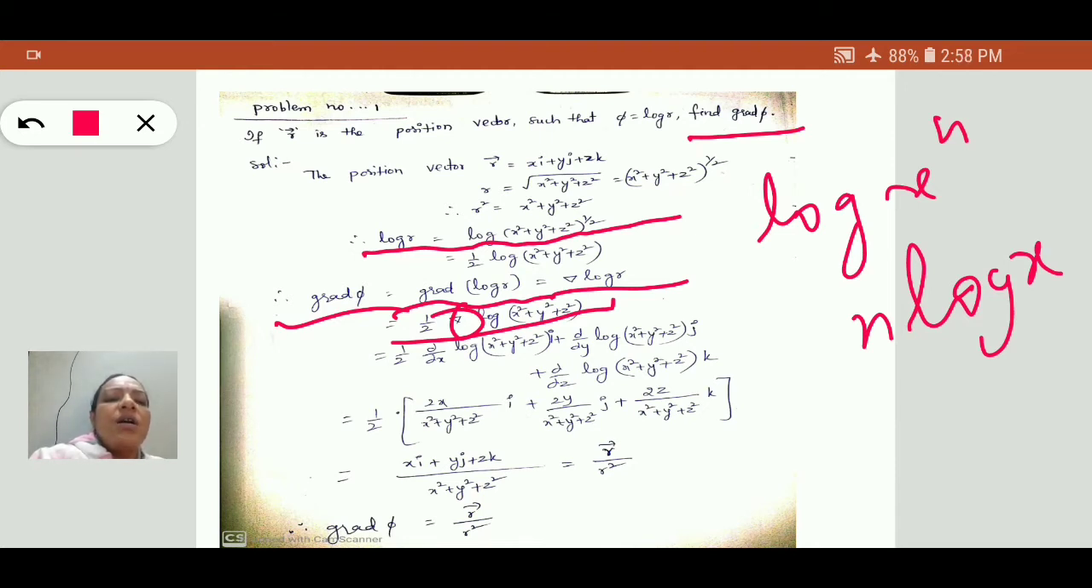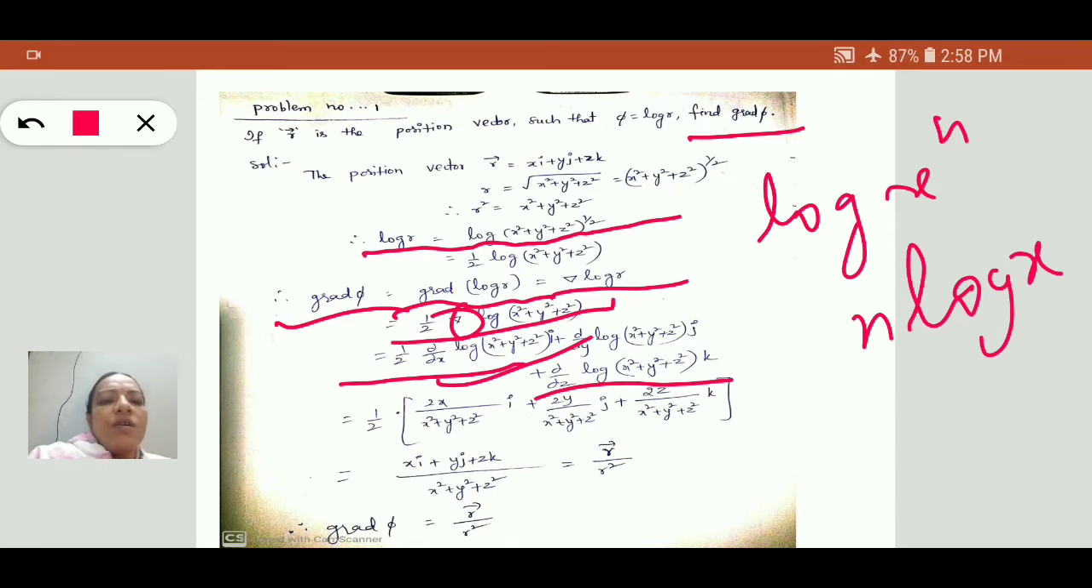So that is half of dou by dou x of log of x square plus y square plus z square into i vector. i dou by dou x plus j dou by dou y plus k dou by dou z is the del operator, so we are operating del on log of x square plus y square plus z square. Plus similarly dou by dou y of log of x square plus y square plus z square into j. Similarly the third term, dou by dou z of log of x square plus y square plus z square into k.